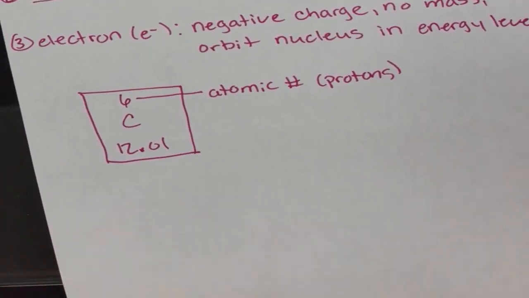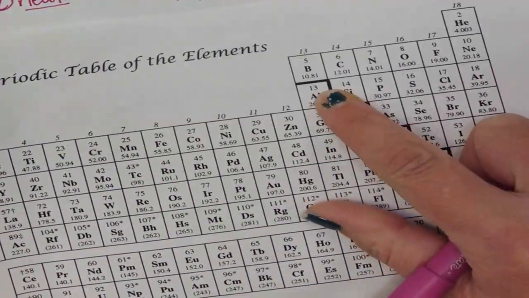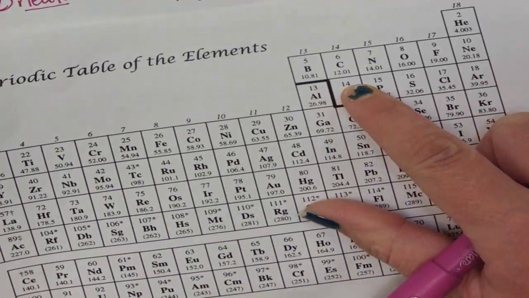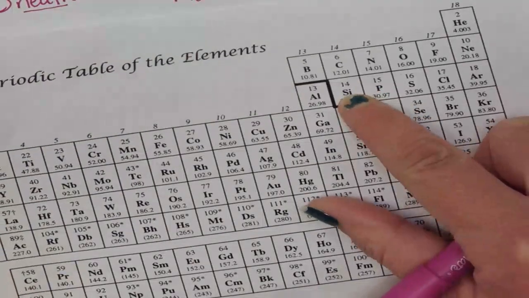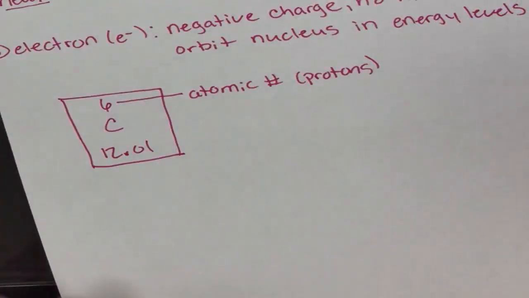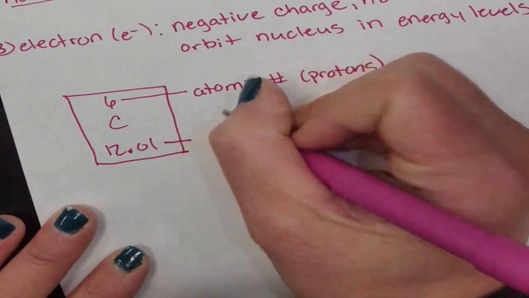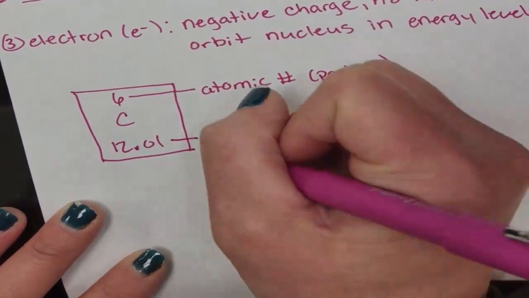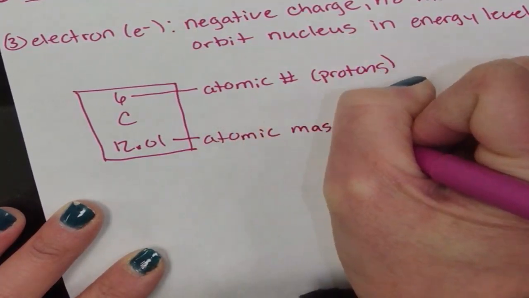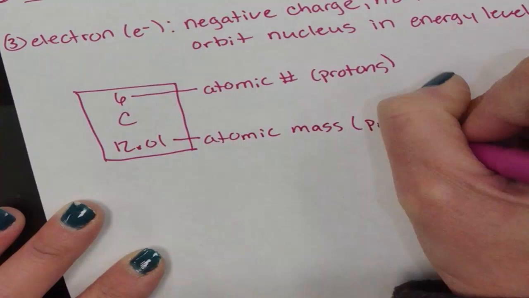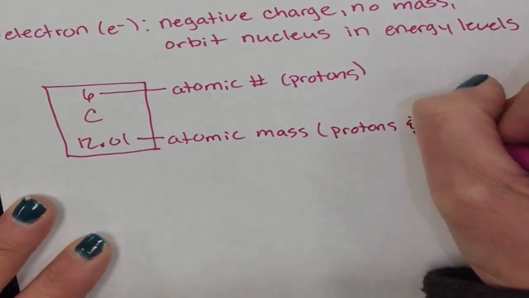Protons determine the element. If I change the protons, aluminum has 13 protons. If I change the protons to 14, I no longer have aluminum, I have silicon. So the protons are very important there. The bottom number is the number of neutrons and protons that make up the atomic mass. So atomic mass, and that is protons and neutrons.